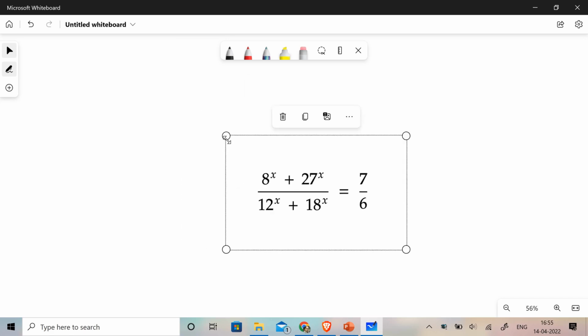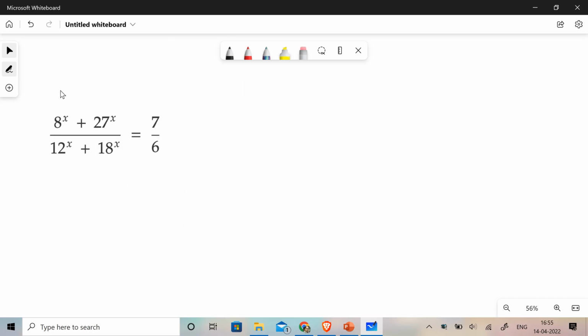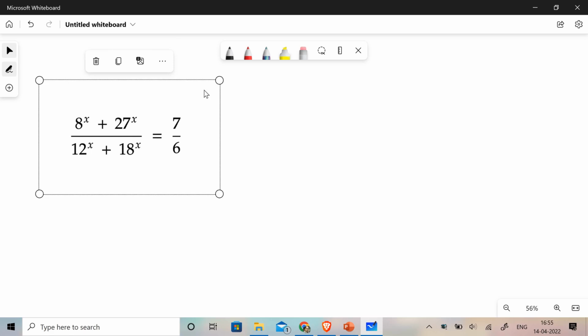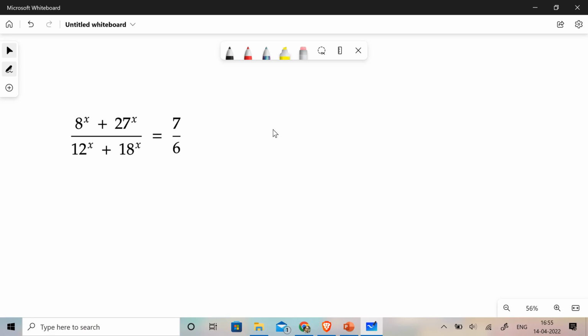So, this is the equation that was given, and the question was to solve for x. So again, let me reiterate the question. This is the equation that was given, and we have to solve for x. So we need to find out the values for x for which it would be satisfied.